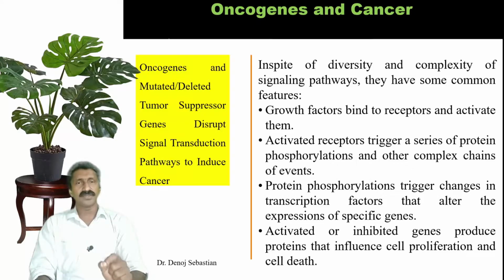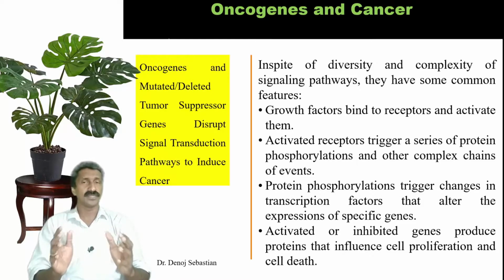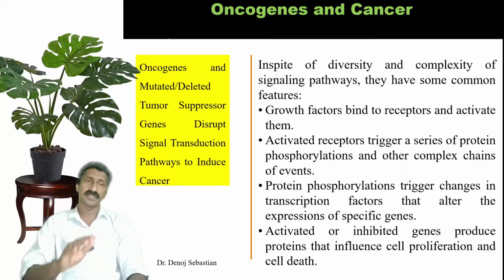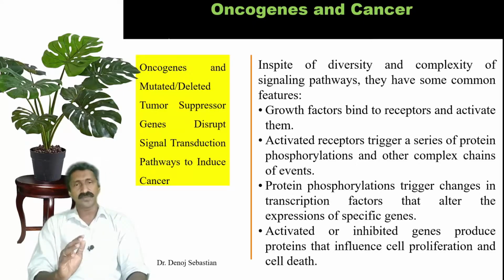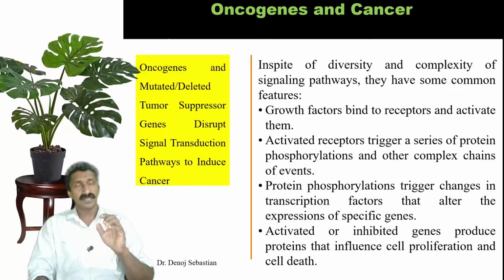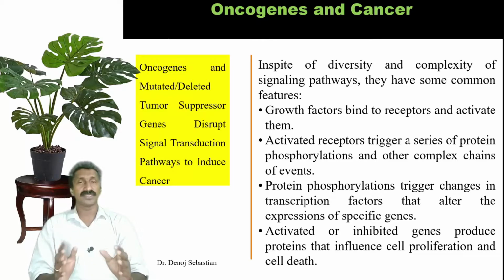Growth factors bind to receptors and activate them. Activated receptors trigger a series of protein phosphorylations and other complex chain of events. Protein phosphorylations trigger changes in transcription factors that alter the expression of specific genes. Activated or inhibited genes produce proteins that influence cell proliferation and cell death.